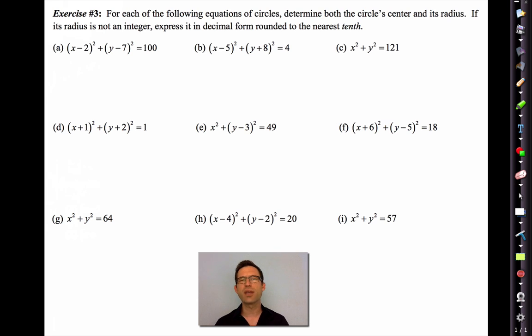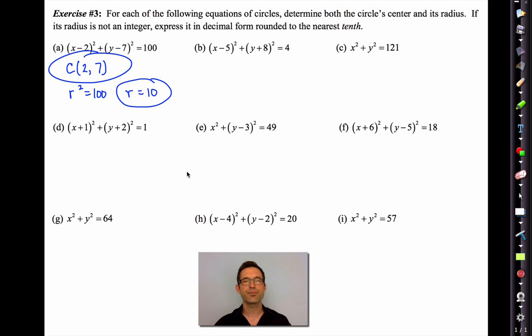So let's do a few of these together, and I'm not going to necessarily even go in order. So for instance, this particular equation, right? I can tell very easily that the center is at 2, 7 because I subtract off the coordinates of the center. The radius squared is equal to 100, which means the radius must be 10.